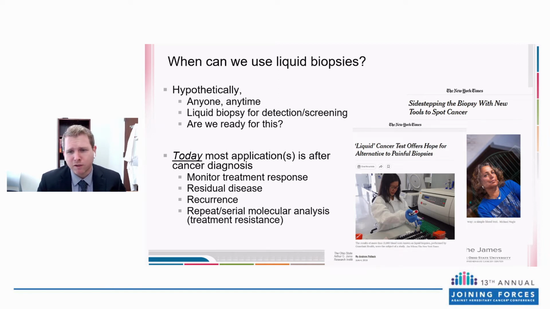There's some headlines over here on the right side that I took from some newspapers, and I think that these are true headlines, but they can be a little bit misleading because they don't necessarily take into account the actual application of liquid biopsies. Sidestepping the biopsy with a new tool to spot cancer, that is true, but it's not going to replace biopsies completely. In certain circumstances, it can replace a biopsy, but it doesn't eliminate what we've been doing for many, many years. Liquid cancer test offers hope for alternatives to painful biopsies. That is true. However, you're still probably going to need to get that initial biopsy and initial testing done that might require procedures, surgeries, et cetera.